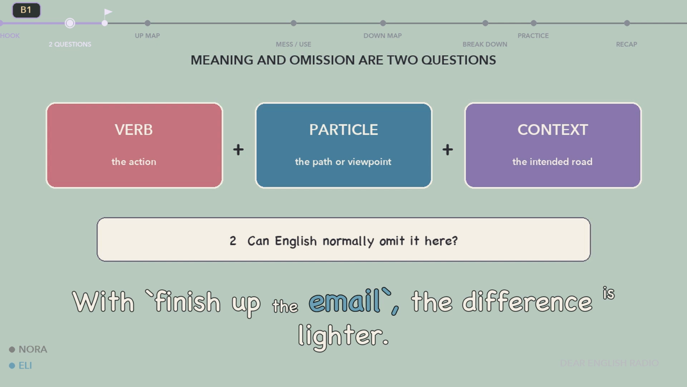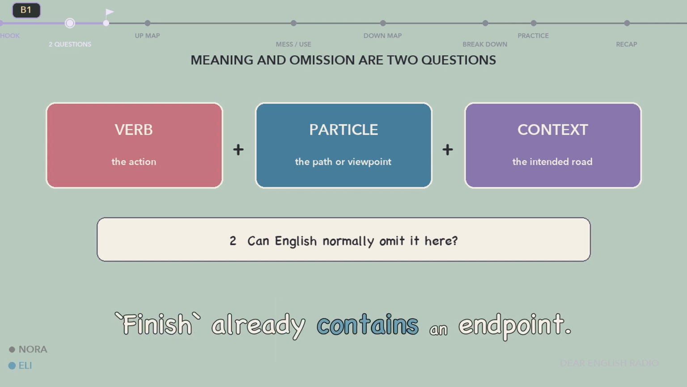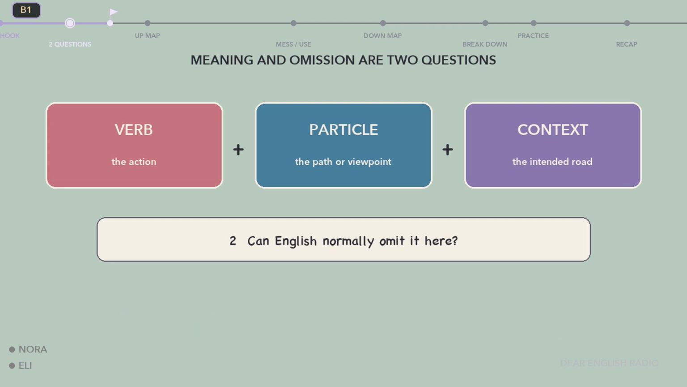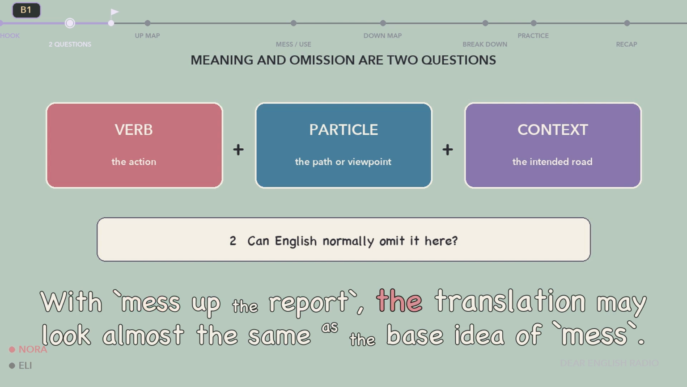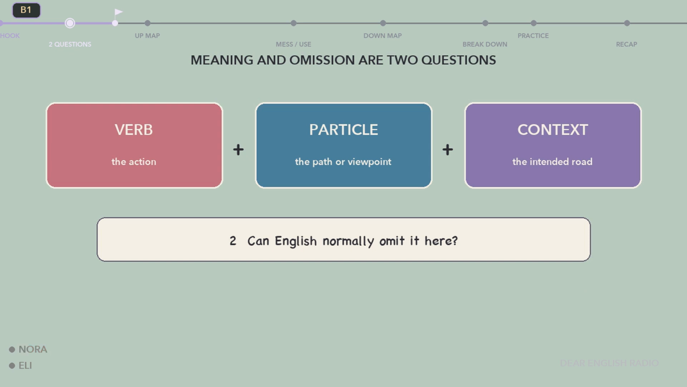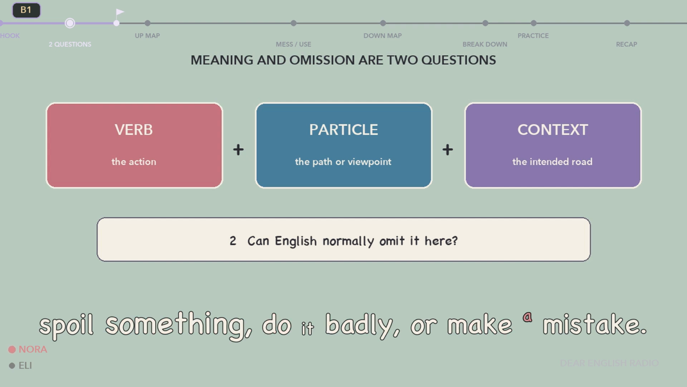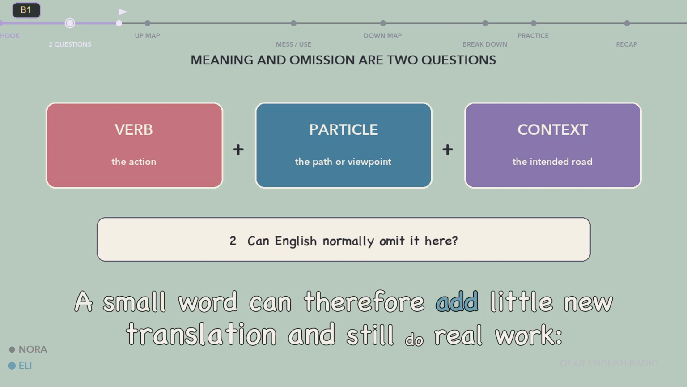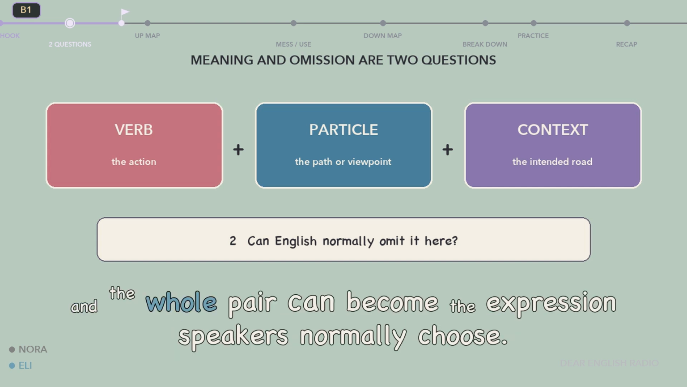With "finish up the email," the difference is lighter. Finish already contains an endpoint. For completing a task this way, "finish up" is especially common in American English. "Finish the email" remains natural. With "mess up the report," the translation may look almost the same as the base idea of mess, but the combination has a wider established use: spoil something, do it badly, or make a mistake. Here, the particle is not free decoration. A small word can therefore add little new translation and still do real work. It can mark a path or result, and the whole pair can become the expression speakers normally choose.